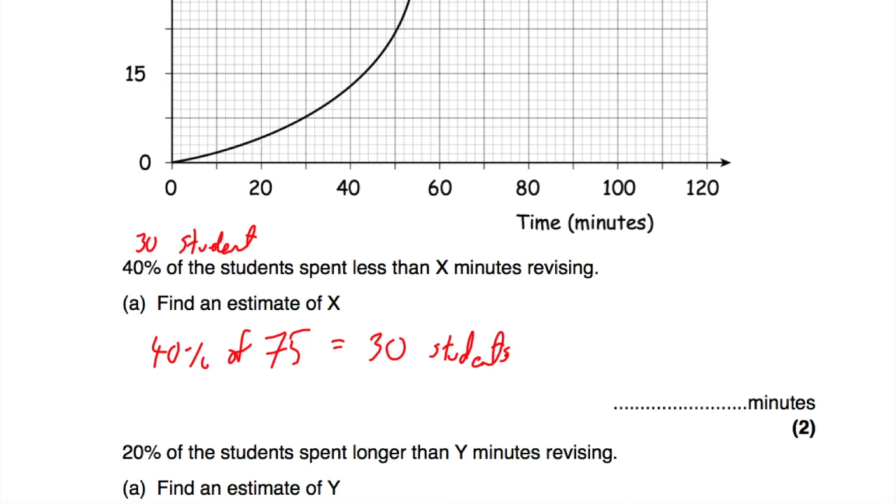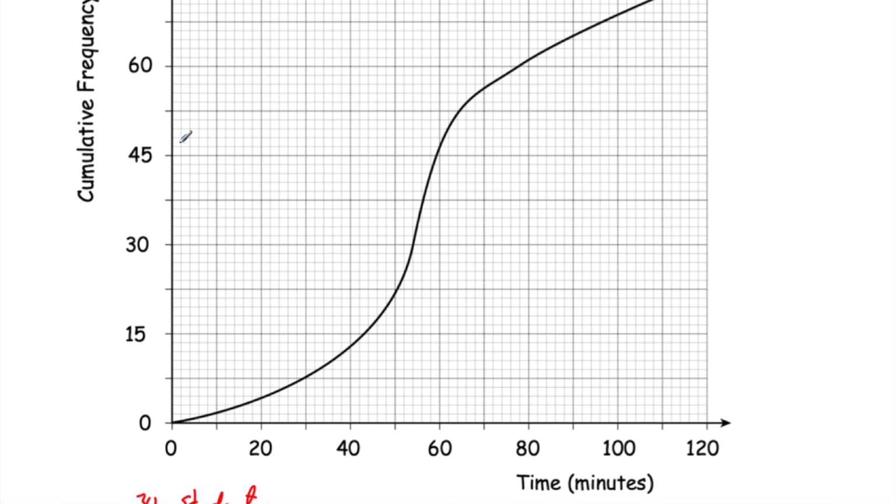Okay, so 30 students spent less than a particular time. So what we're going to do is go to our cumulative frequency on our vertical axis, get our ruler and pencil, and go from 30, because 30 students spent less than a particular time. And if we go across and down, it'll tell us that particular time. So if we go across here, and then we go down to here, we get to that second little box after 50. So that's 50 there.